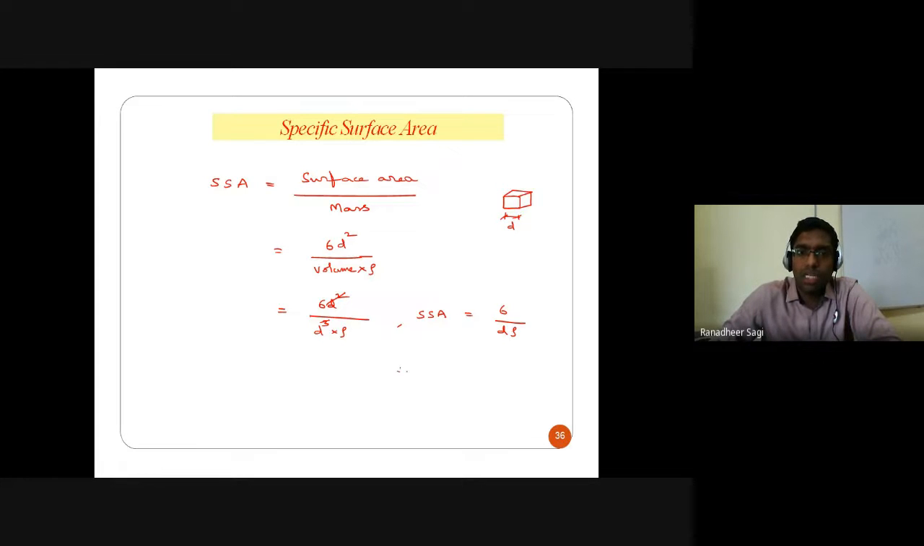From this, it is very clearly understood that the specific surface area is inversely proportional to the diameter of the particle. So the larger the diameter of the particle, the lower the specific surface area. And what are the units of this specific surface area? The units can be represented either in meter square per gram or centimeter square per gram, because it's the surface area divided by the mass of that particle.